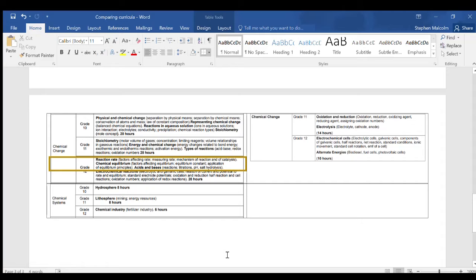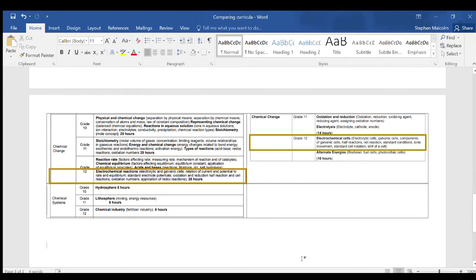In the technical sciences, the rate of chemical reactions is not looked at, neither is equilibrium, and there is no chemistry in the technical sciences about acid and base chemistry. So those then really are the key differences.